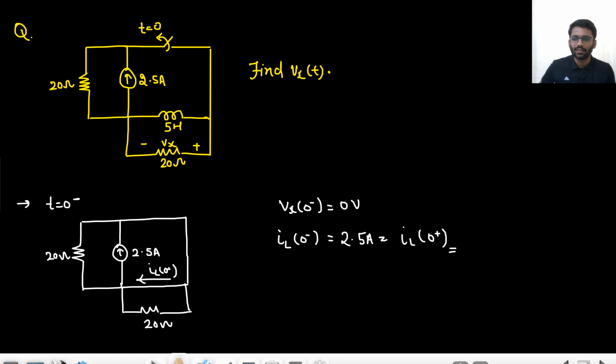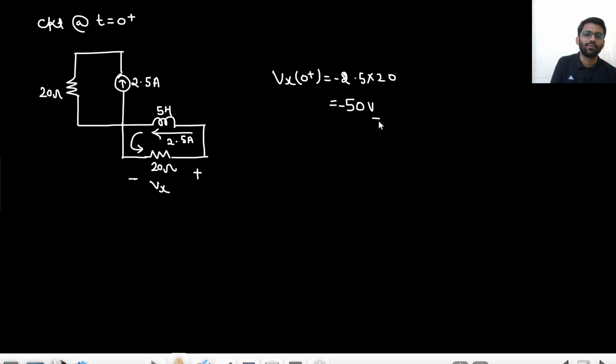Am I doing it correctly? 2.5 into 20. What is 2.5 into 20? That is 25 into 2, so that will be minus 50 volt. So Vx at 0 plus is minus 50 volt. Okay. Yeah, one more thing. So students may get it out.